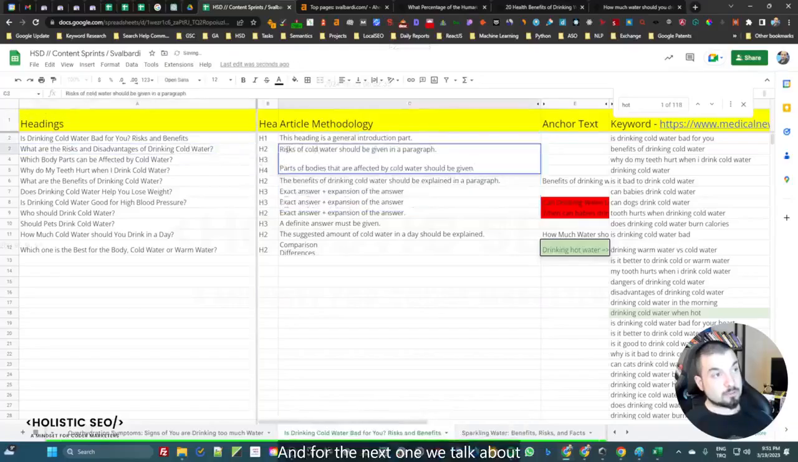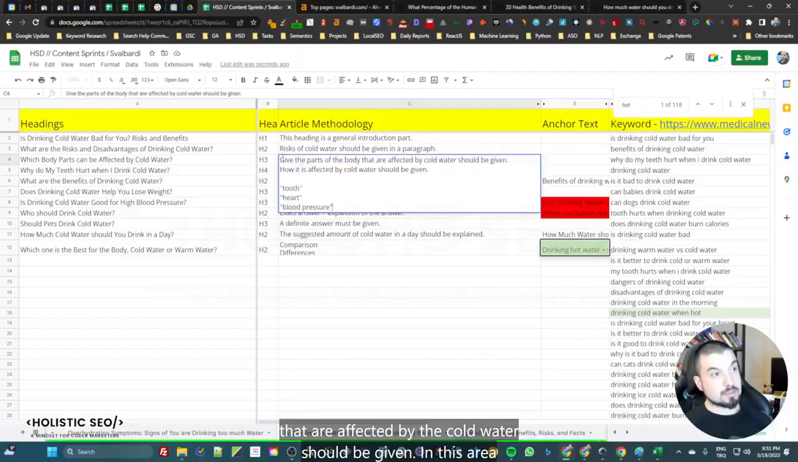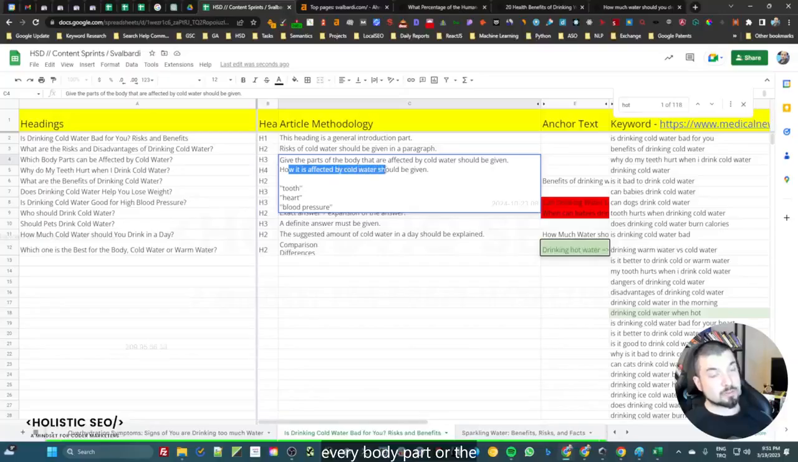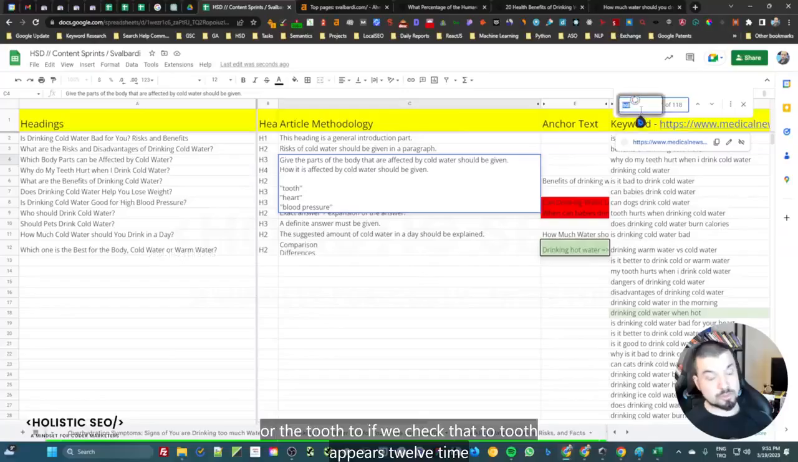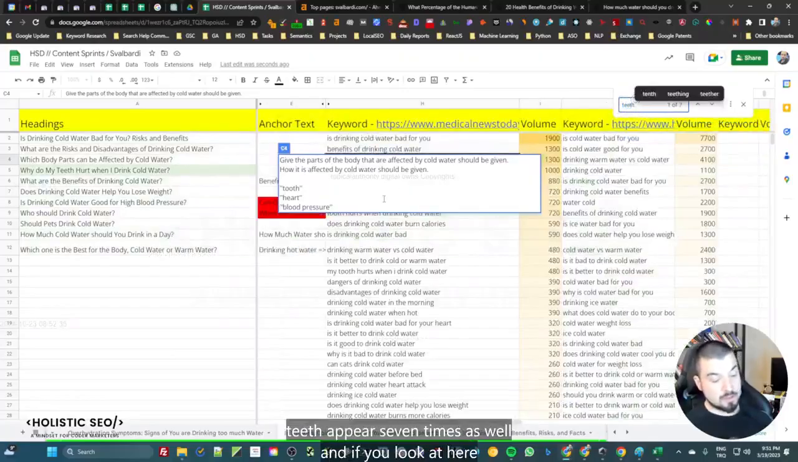And for the next one, we say the risks of cold water should be given in a paragraph. Again, we use a paragraph, and the parts of the body that are affected by cold water should be given. In this area, we talk about the tooth, heart, or blood pressure types of contexts, which means that we will need to include these specific phrases. And every body part, or at least the most important body parts, will need to be given. And for the teeth or the tooth, if we check that too, tooth appears 12 times, teeth appears 7 times as well.